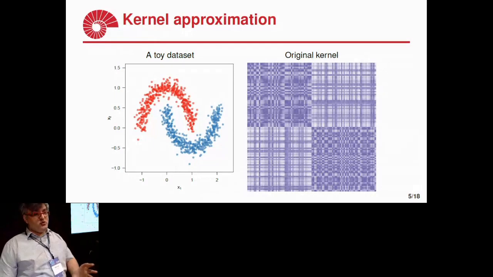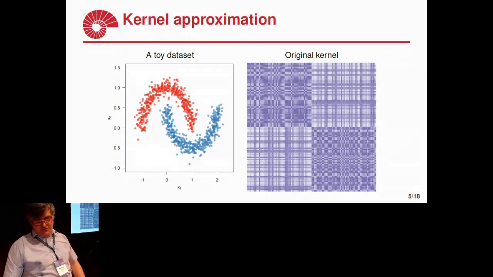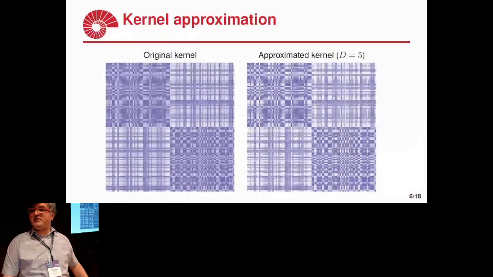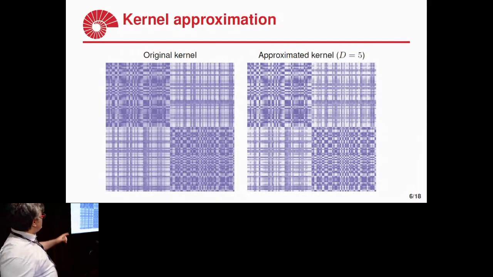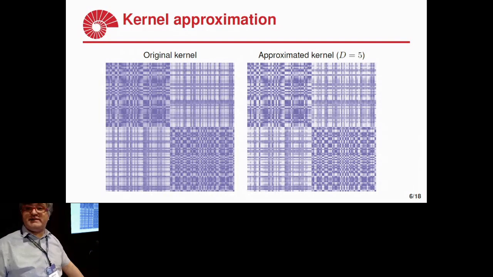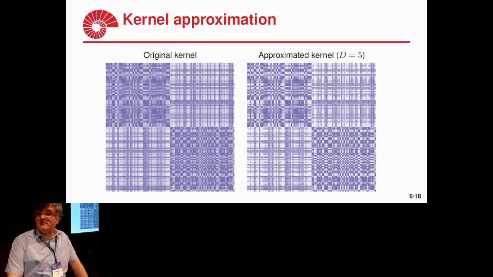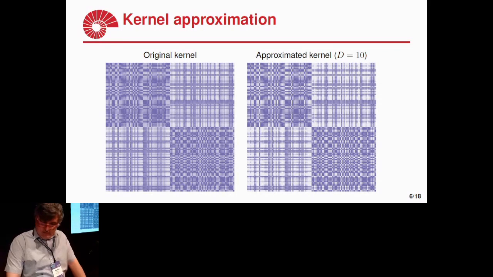Now, if we use random Fourier features using just 5-dimensional projections, we are going to obtain the kernel matrix on the right-hand side. And as you can see, it's not very bad, right? And if we increase the number of dimensions that we use to 10, it gets even better.